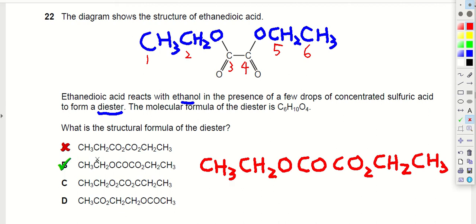We check C and D also. C: CH3, CH2, then O2. No, we have O here first. We have O and then CO. So it cannot be O2. C is not correct. D: CH3, CO2. We have another CH2 in the middle missing, so no. Confirm, the answer is B.